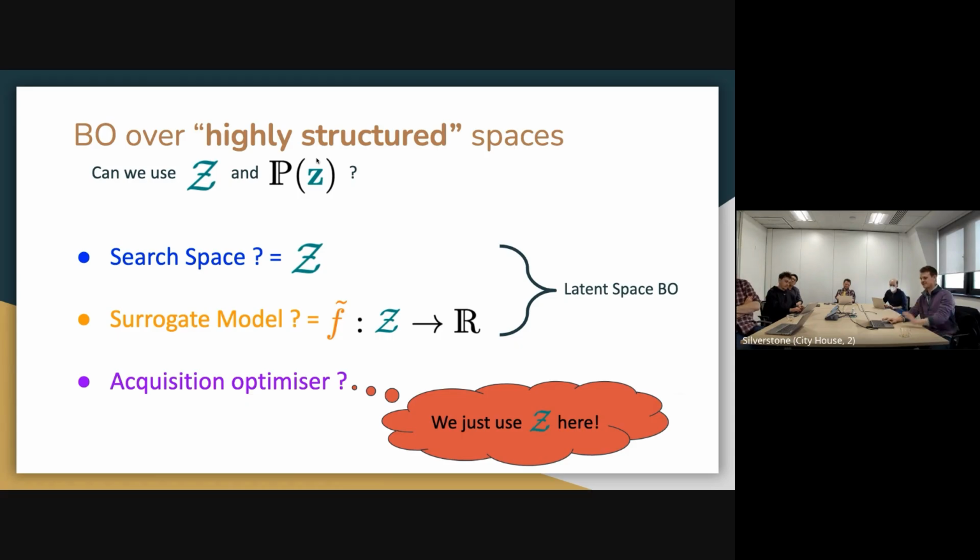But yeah, what we do is that we don't bother with the Zs in the search space of the surrogate model. So we actually don't define a search space. I'll come to what that means in a second. We only use Z to help us propose new points.